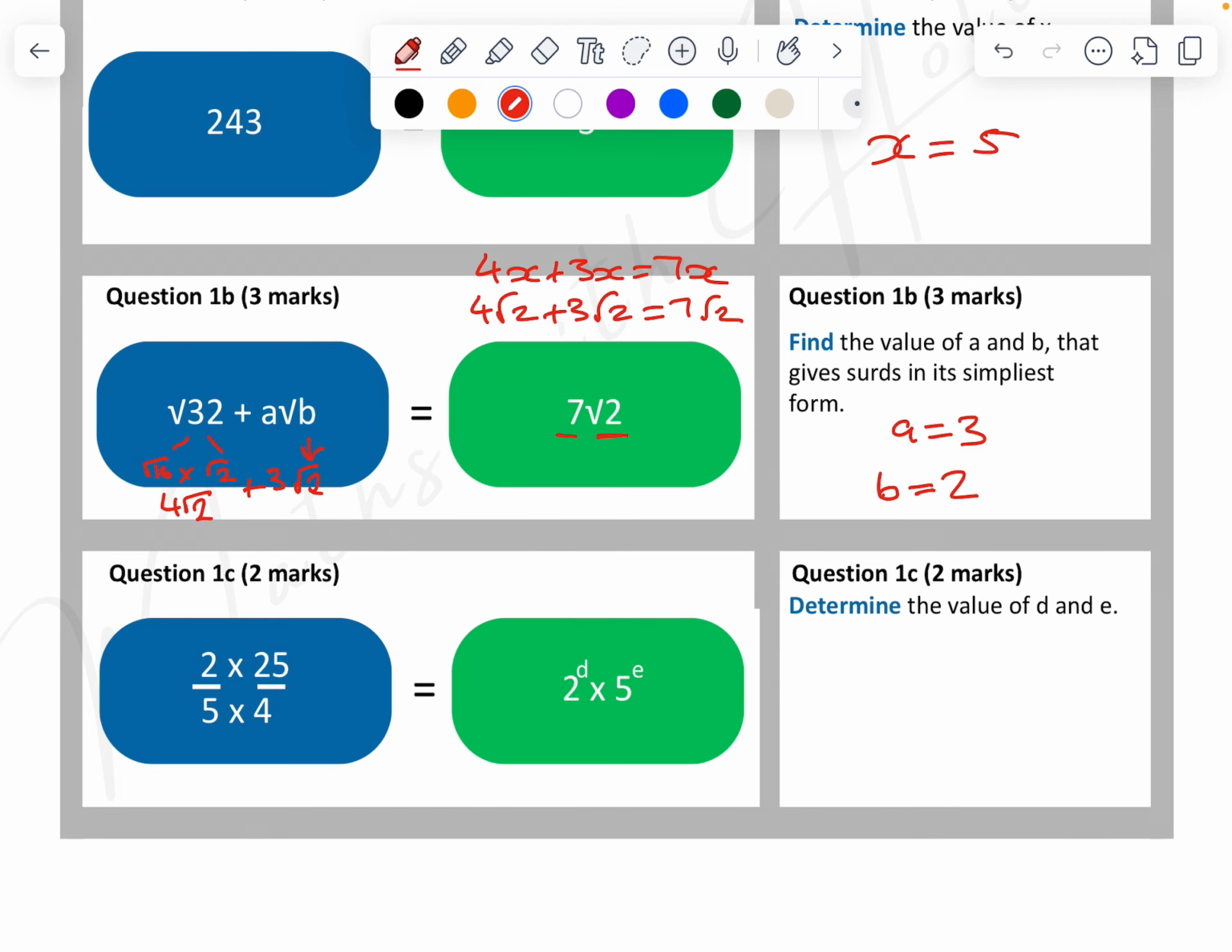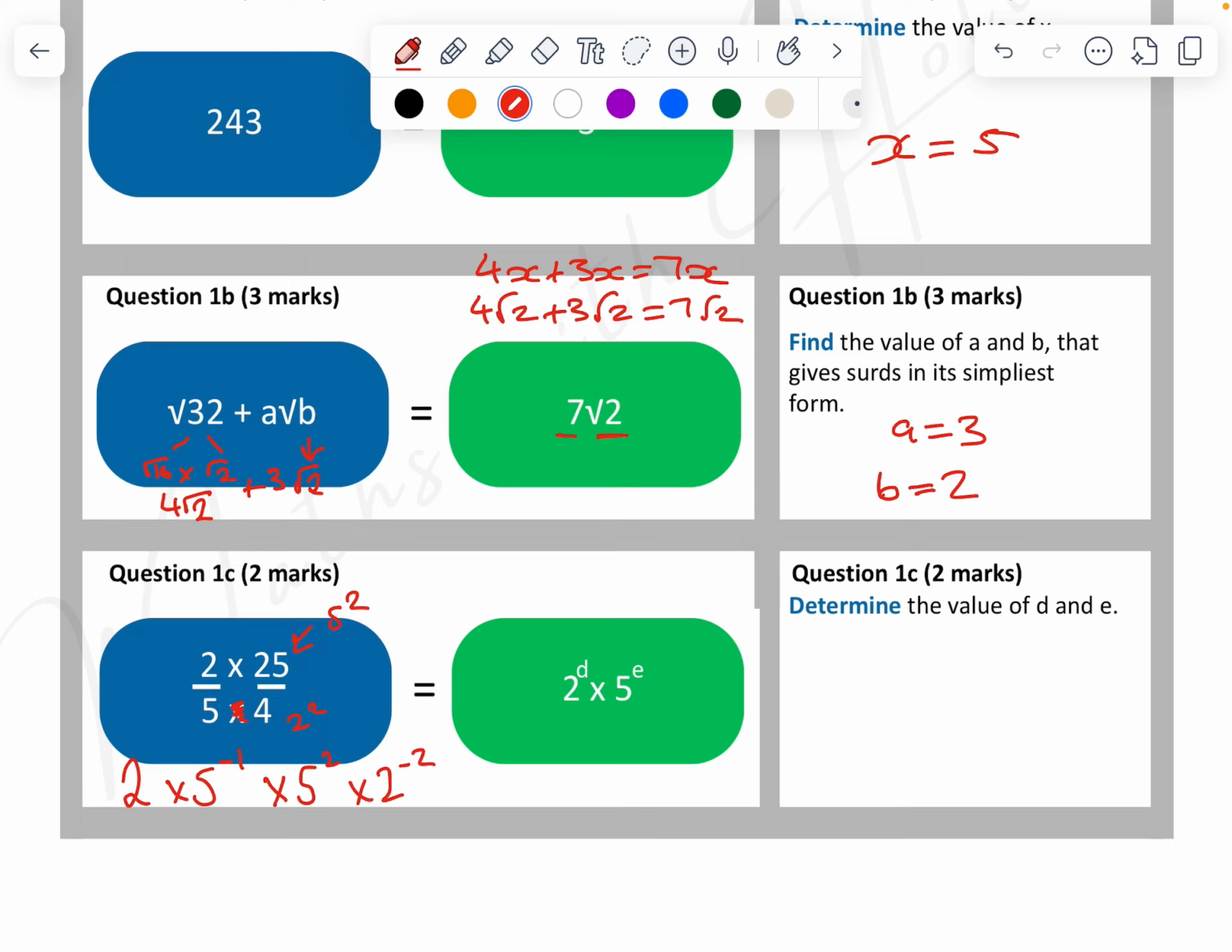Right, this question is just testing your laws of indices. So I'm going to split this up. When we have a denominator, we can bring it up if we put it to the negative power. So the first fraction I can write is 2 times 5 to the negative 1. And then for the second fraction, we know that 25 is 5 squared, so times 5 squared. 4 is 2 squared, but to bring that up, it's got to be negative 2.